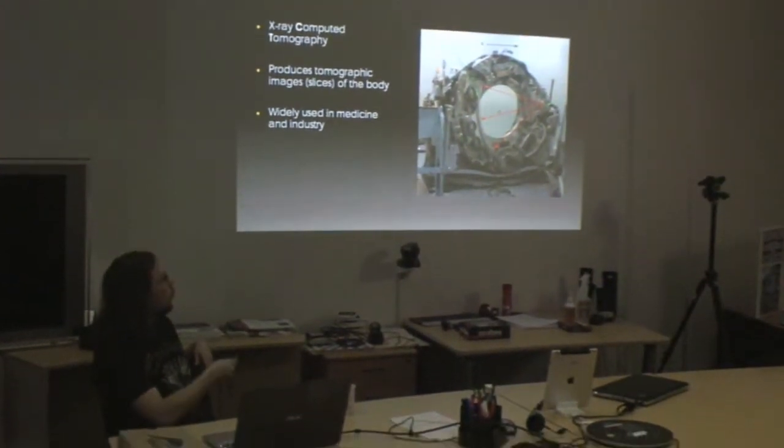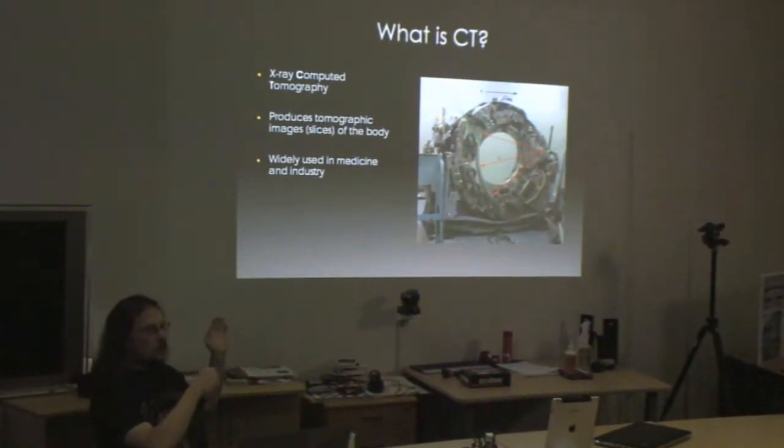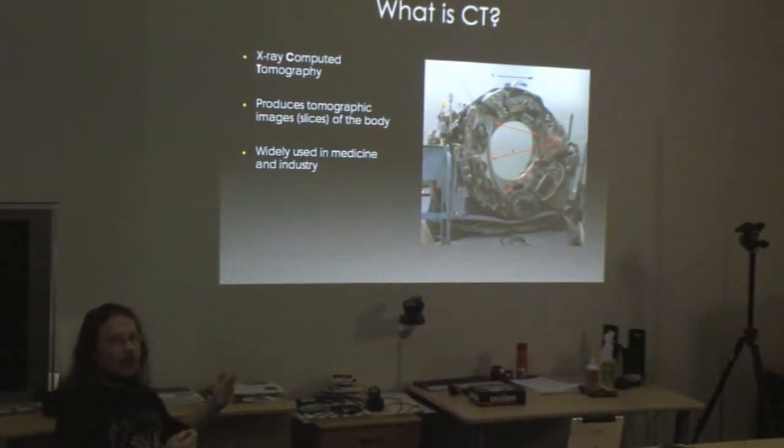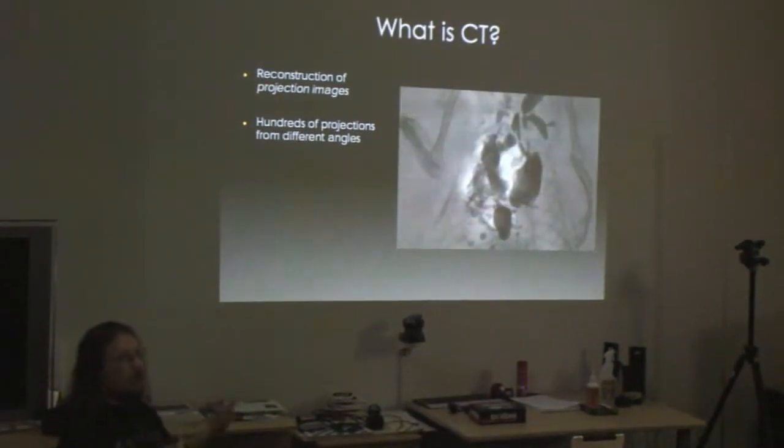Now, from this point, you will take one image, and then you would move this whole thing. You would move the source and the detector. You would change the angle, and you would take another image. And that's called a projection image. Projection. So in this case, this is the mouse. This is the upper body of the mouse from one point of view. Now, if you take, say, 100 or even more projections from different angles, you can then reconstruct a three-dimensional data set.